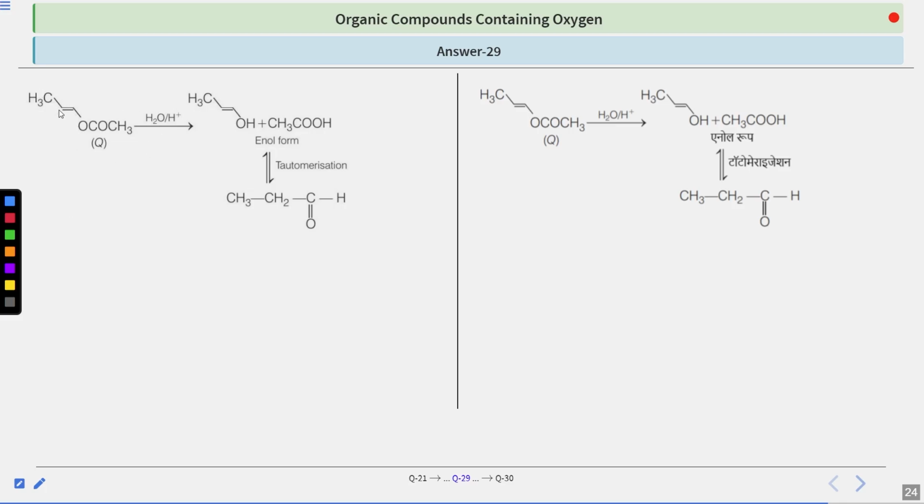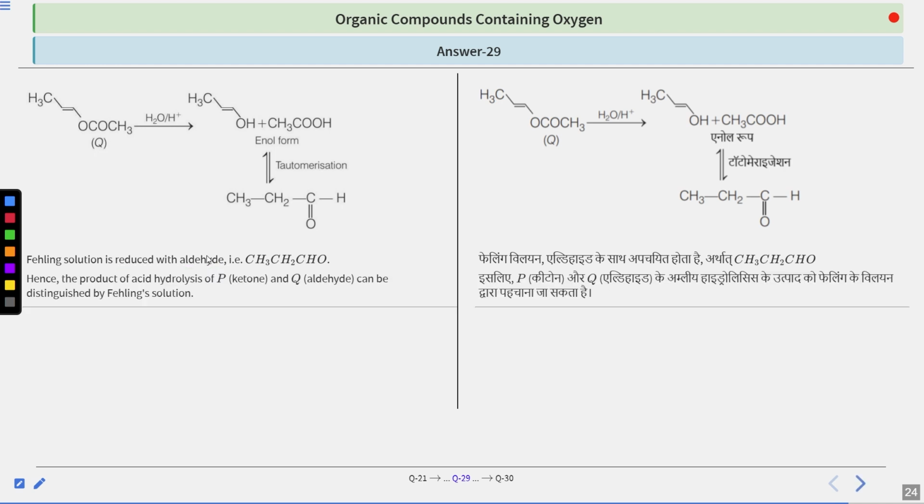While this is Q, which is CH3CH=CHOCOCH3, you will do acid hydrolysis. You will get the enol form, which is CH3CH=CHOH, plus CH3COOH as a side product. When you do tautomerization of this enol form, you will get an aldehyde, which is CH3CH2CHO. Fehling solution is reduced by the aldehyde you get after the acid hydrolysis of Q. Hence, the products of acid hydrolysis of P, which is a ketone, and Q, which is an aldehyde, can be distinguished by Fehling solution, as Fehling solution is reduced by the aldehyde, not by the ketone. So you can easily differentiate between them using Fehling solution.